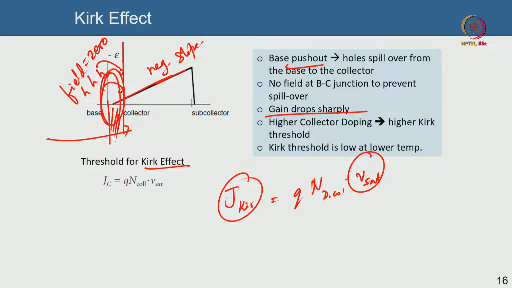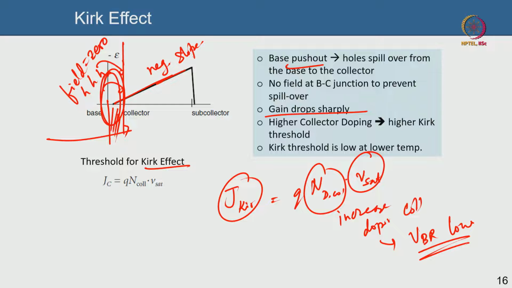But then typically materials with higher velocities tend to have lower breakdown voltages, so that does not help, because a lower breakdown voltage will also be very, very detrimental to your device performance. The only way to increase the Kirk threshold is to increase the doping of the collector. If you increase the doping in the collector, again what will happen is that your breakdown voltage on the collector side will be low. So essentially, to get rid of Kirk effect to a large extent, you are sacrificing breakdown voltage. That's the design optimization.